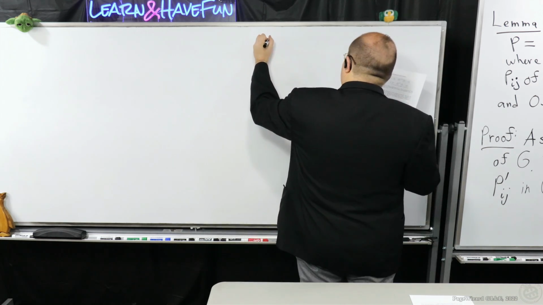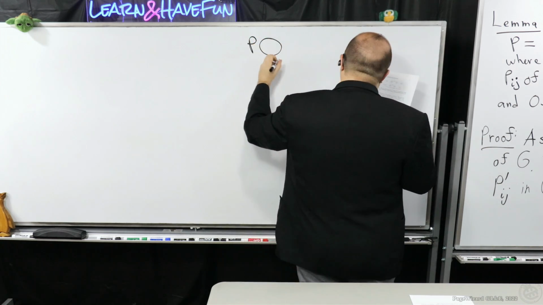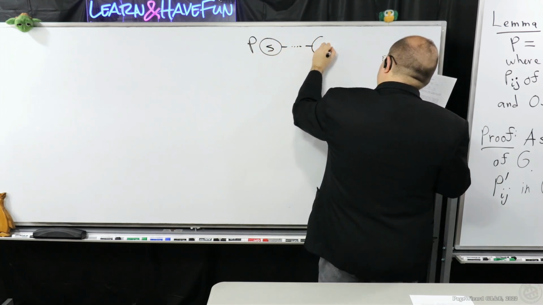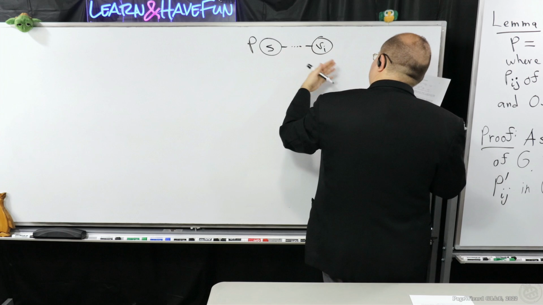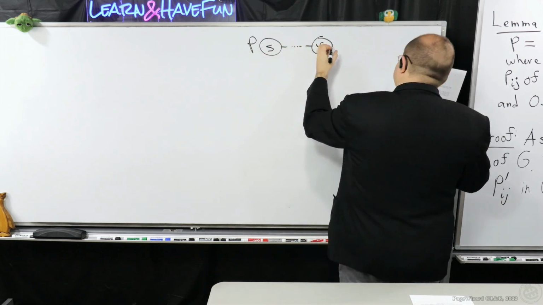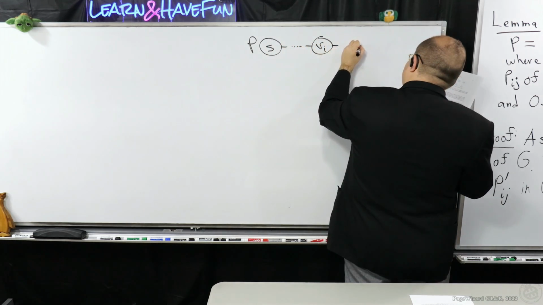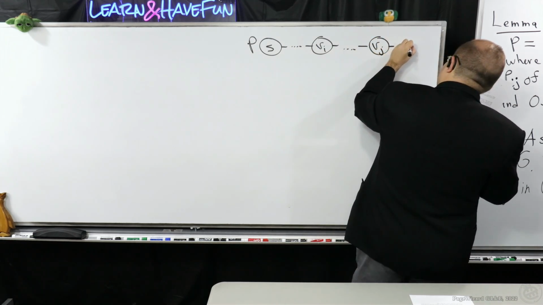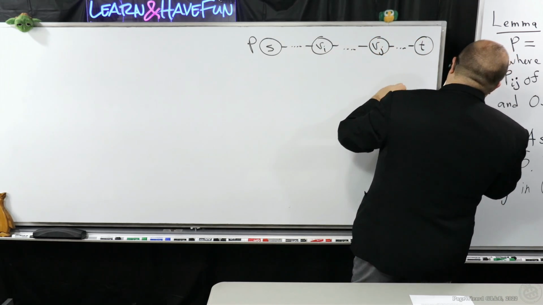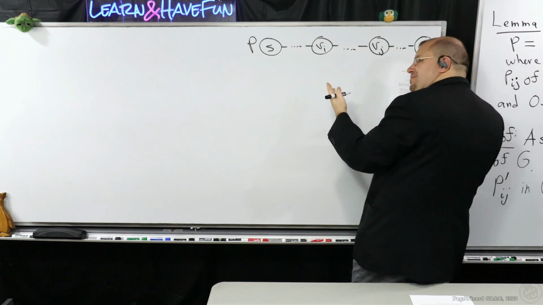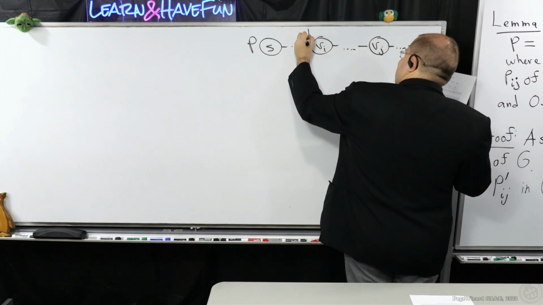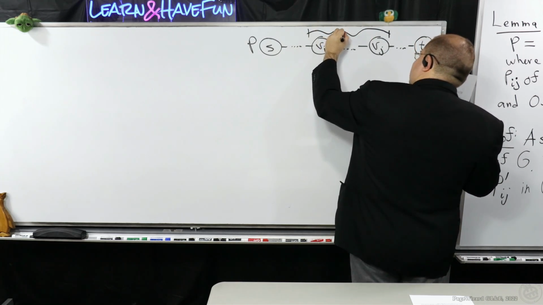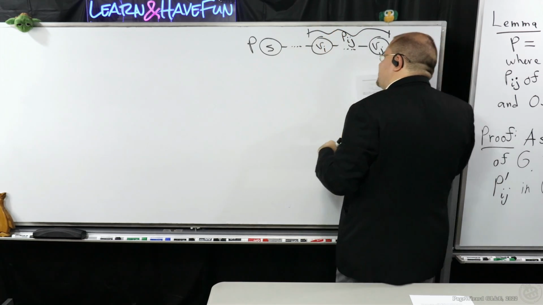So remember, I have this path P. It starts at S, and it eventually reaches Vi. Keep in mind, Vi could be S. But the point is it's somewhere along this pathway. This is Vj. And we eventually get to T. Keep in mind, Vj could be T, for example. But all of this right here is Pij. That's what that is.